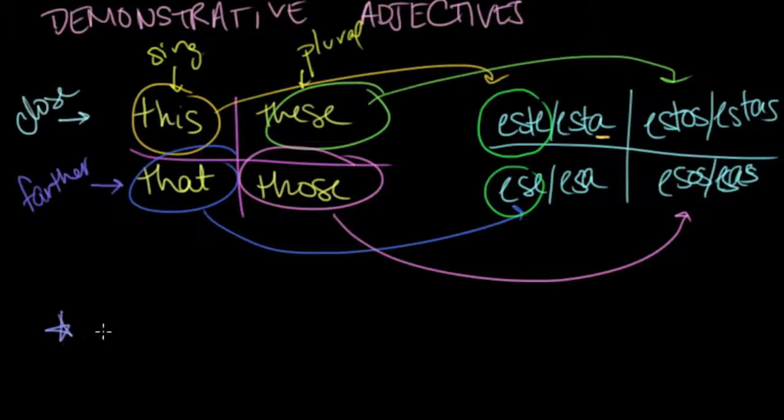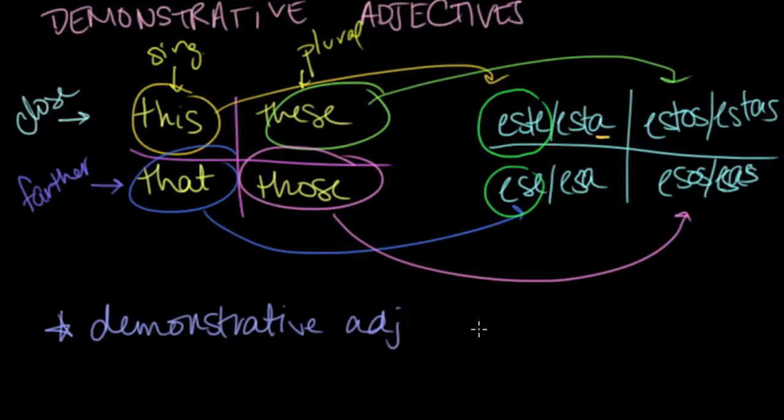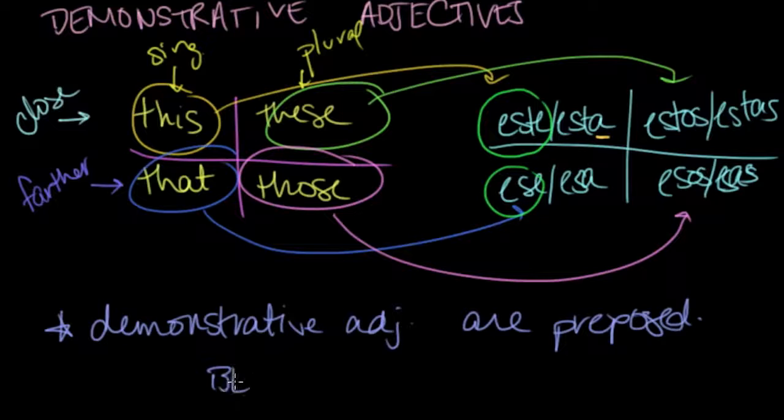An important note that I will denote with a little star there is that demonstrative adjectives are preposed, which means they come before their nouns. And you may have seen things like this before. Possessive adjectives work the same way, but your stereotypical Spanish adjective would usually come after the noun, so this is a little different. So, let's try some examples. Demonstrative adjectives in English and Spanish work in pretty much exactly the same way. The only thing you have to remember in Spanish that's different from English is to match the gender.